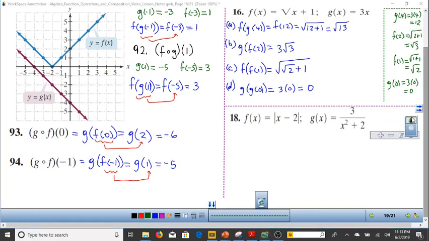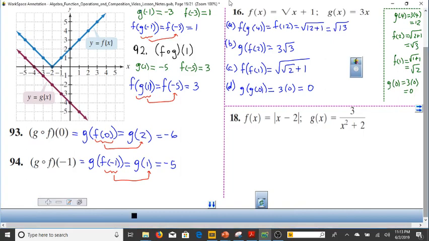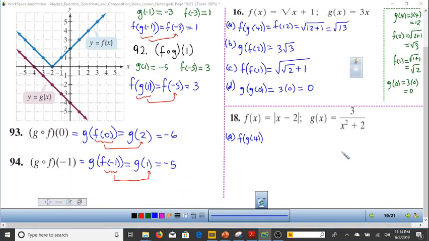Now let's move on to the next example here. Now we'll approach this as before. And again, I encourage you to try these on your own before you go through the answers in the video. So we want to do f of g of 4, because that was what was requested right at the top. And as before, we need to figure out what g of 4 is. So g of 4 is 3 over 4 squared plus 2. That gives you 3 over 18, which is 1/6.